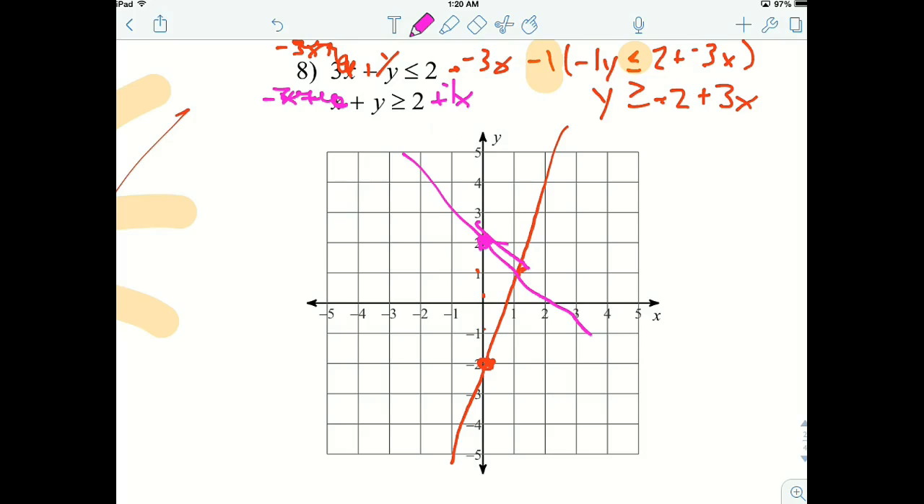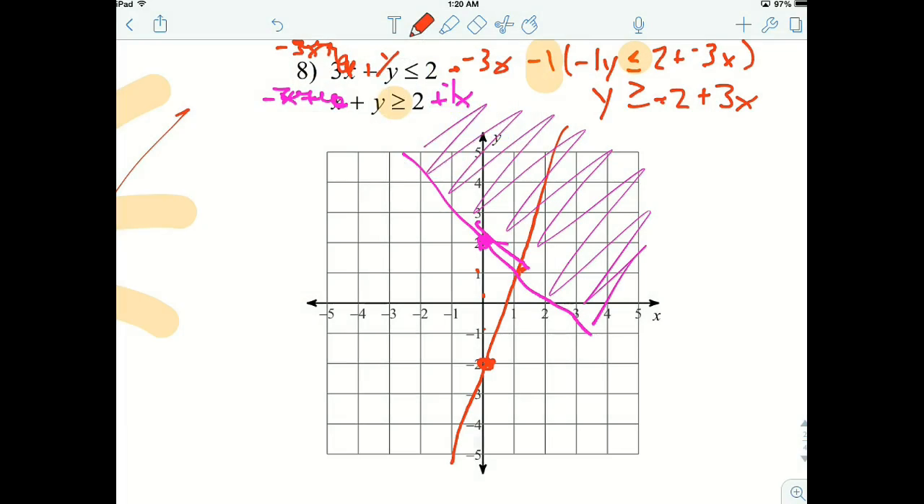Now we're going to look at the symbol. The symbol says that it is a solid line because it's greater than or equal to, just like the other one was a moment ago. The other thing it says is that we are shading above because y is greater than that number. So we're going to shade above that.